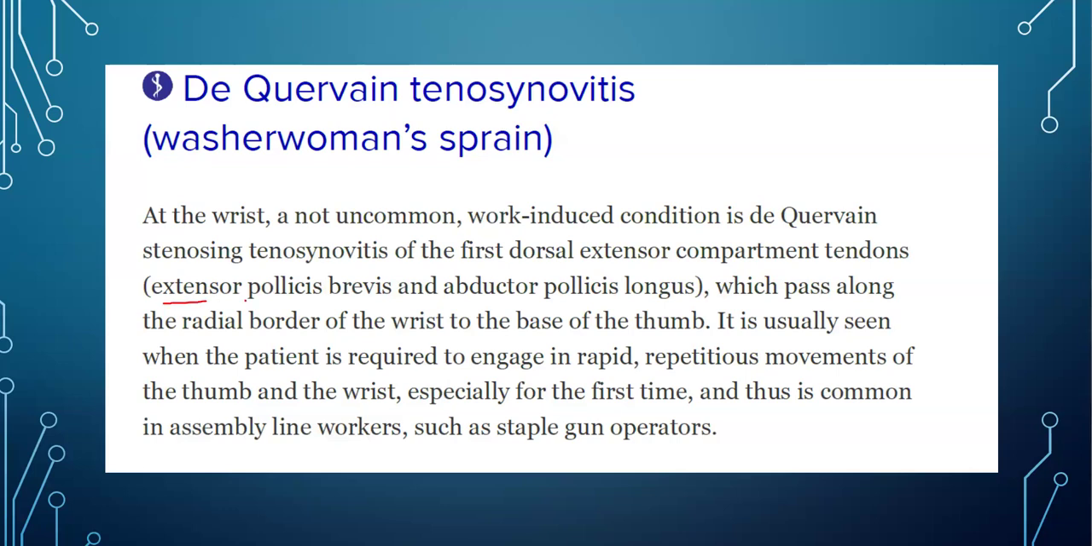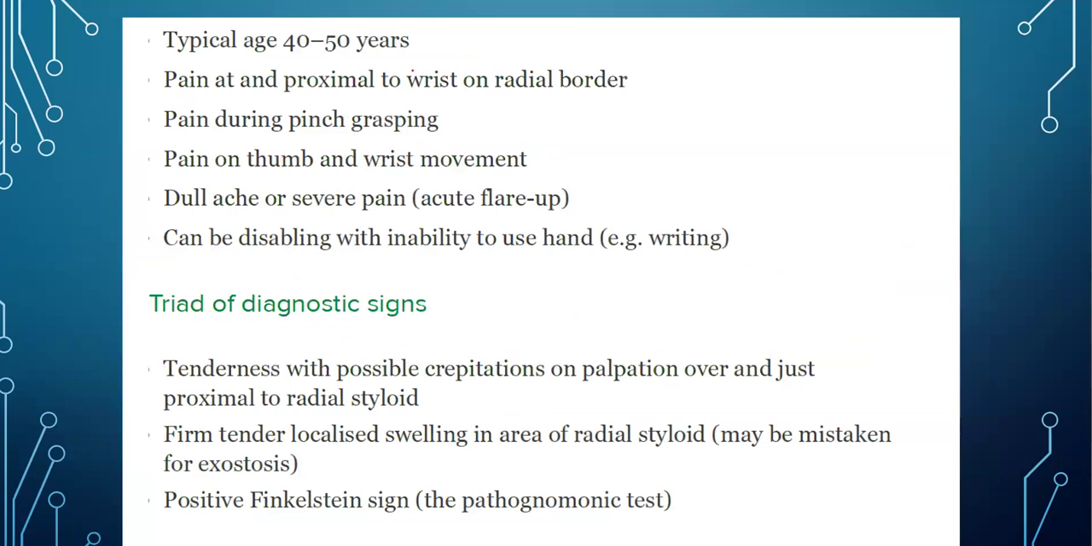Okay. So when extensor pollicis brevis and abductor pollicis longus, which pass through the wrist into the base of the thumb, are inflamed, that's De Quervain tenosynovitis. So typical age is 40 to 50. The pain will be along the radial or along the lateral part of the wrist at the base of the thumb. Okay. So pain on the thumb and wrist movement.